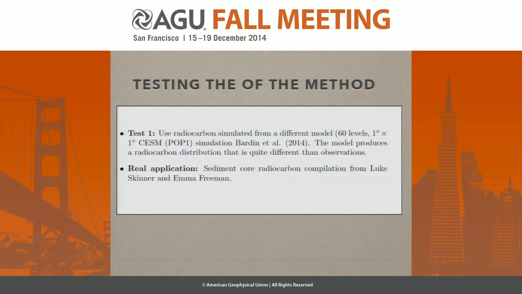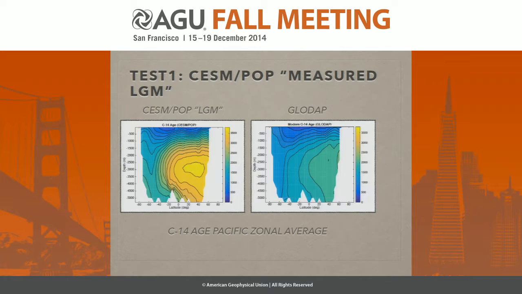But the point is that I'm going to use this model as fake LGM data to test the method. The transport operators are based on a model that maybe was state-of-the-art in the 1990s, whereas this one is the current CESM model. All right. So this is CESM POP. It's meant to be a modern circulation, but I'm going to take it as an LGM circulation simply because it's very different from the modern.